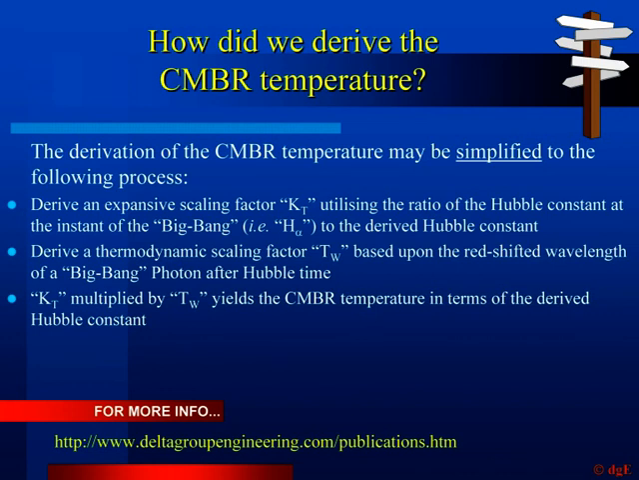How did we derive the cosmic microwave background radiation temperature? The derivation of the cosmic microwave background radiation temperature may be simplified to the following process. 1. Derive an expansive scaling factor utilizing the ratio of the Hubble constant at the instant of the Big Bang, to the derived Hubble constant. 2. Derive a thermodynamic scaling factor based upon the redshifted wavelength of the Big Bang photon after Hubble time, and 3. The expansive scaling factor multiplied by the thermodynamic scaling factor yields the cosmic microwave background radiation temperature in terms of the derived Hubble constant.